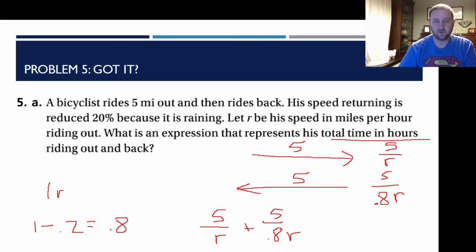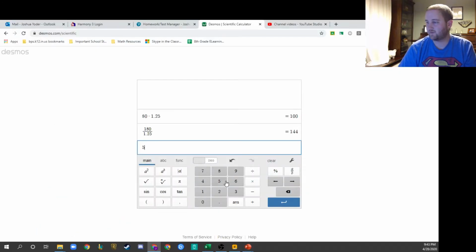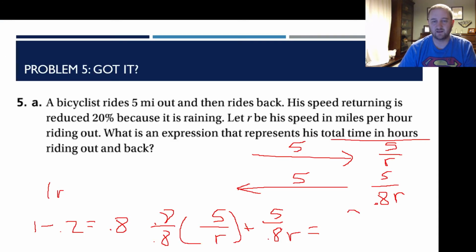So we need common denominators. We're going to multiply the first one by 0.8 over 0.8. So 5 times 0.8 is 4. And then 4 plus 5 is 9 over 0.8R. That should be your solution then.